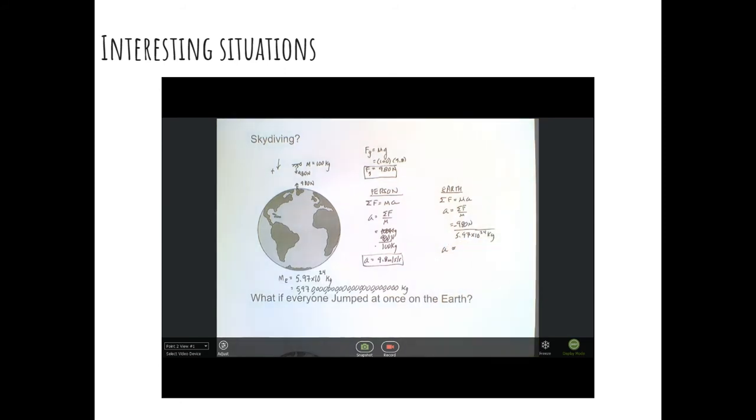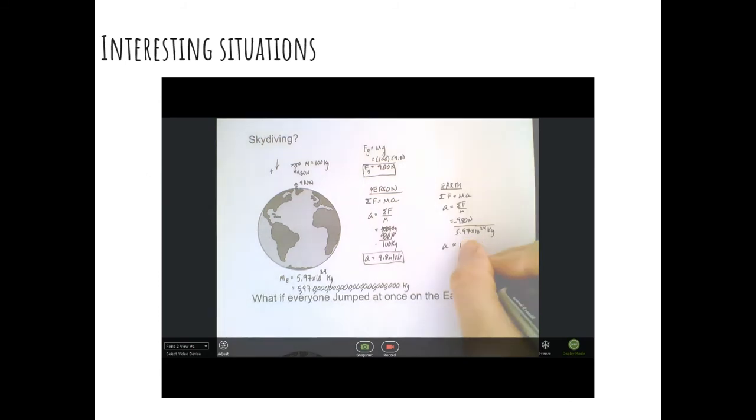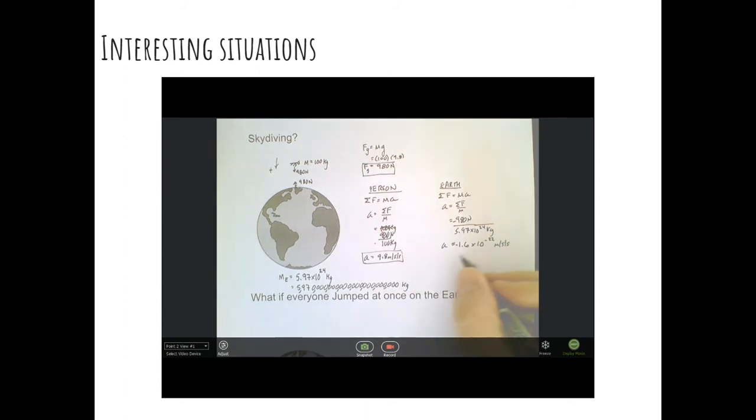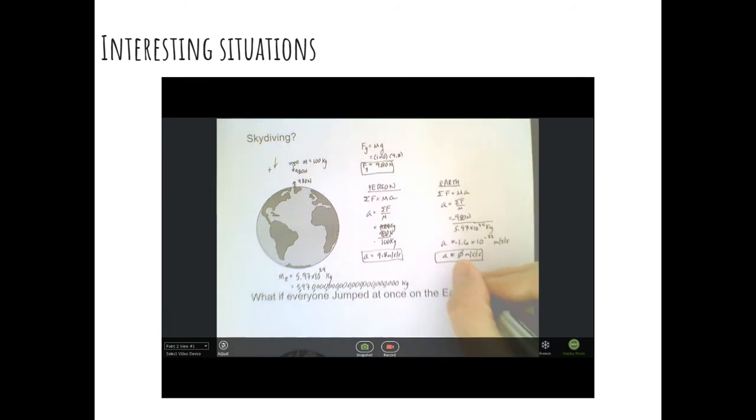Well, try to put that in your calculator. So you go 980 divided by 5.97 times 10 to the 24, and you get negative 1.6 times 10 to the negative 22 meters per second per second. This is, for all intents and purposes, approximately 0 meters per second. It's not 0, but it's almost 0. It's what we would call negligible. So although the Earth does feel the pull of the person falling, it's so small because the Earth's mass is so big, that's what happens.